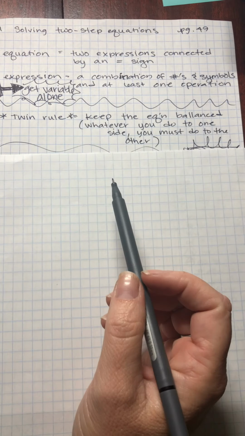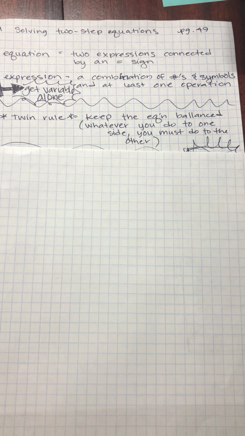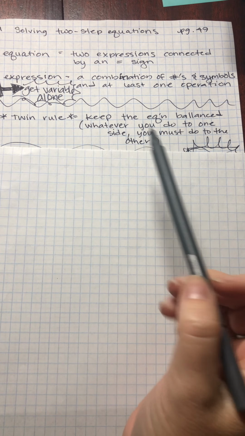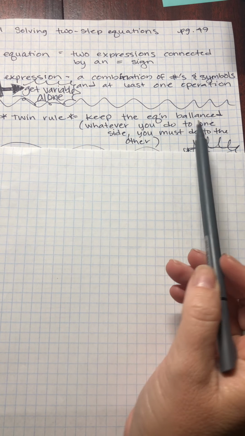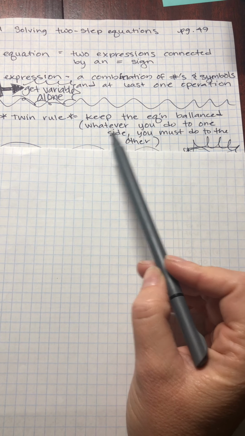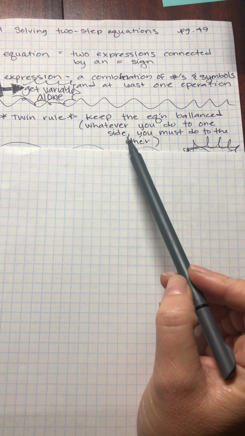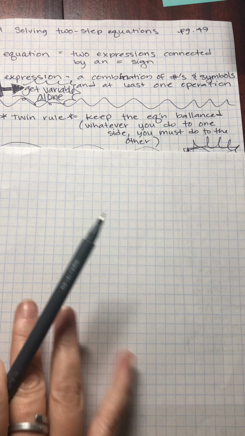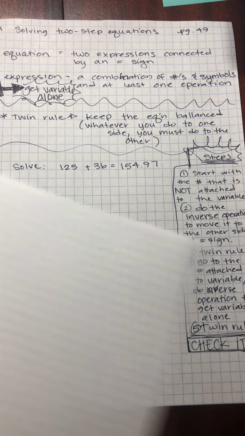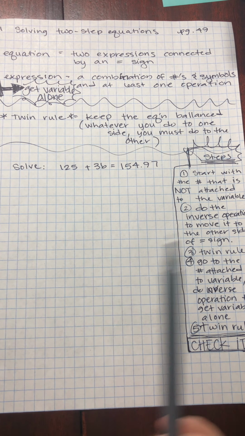One of the things I like to use is called a twin rule. I call it that. Hopefully one day we'll be in class together and I can share the story, but basically what it means is that you keep your equation balanced. So whatever you do to one side of the equation, you have to do to the other side. So we're gonna do some problems together, okay?